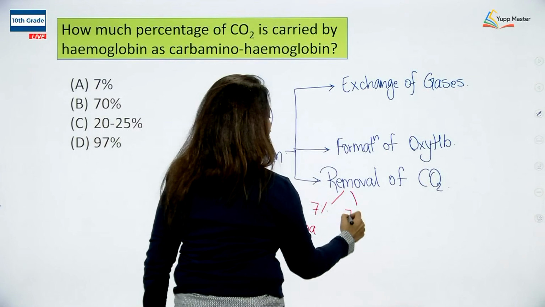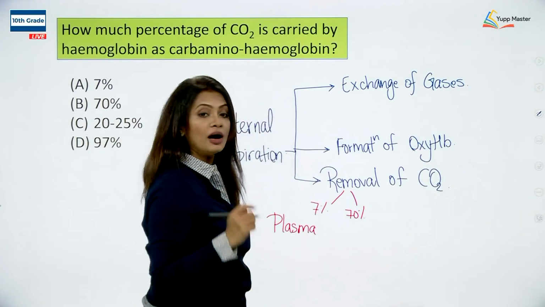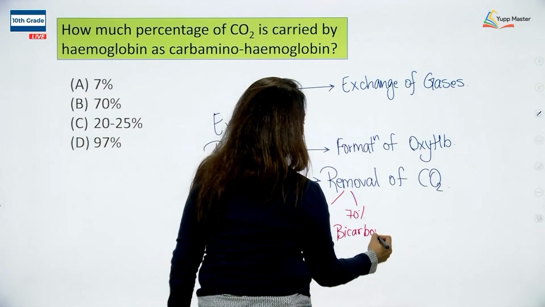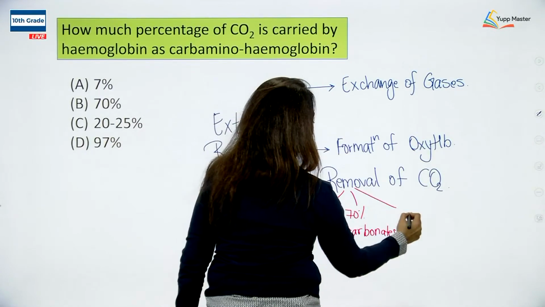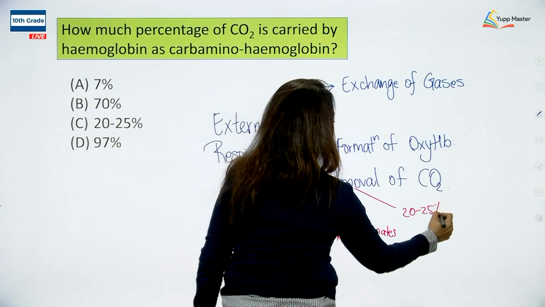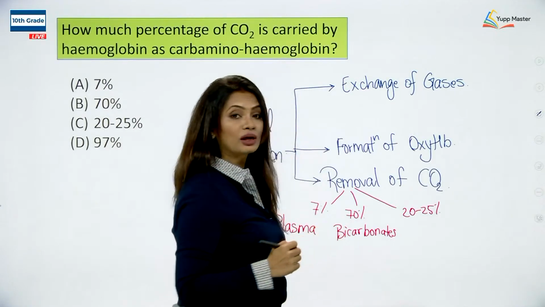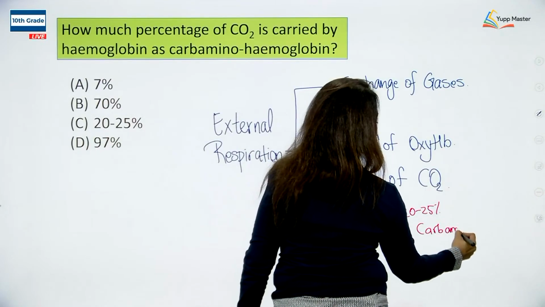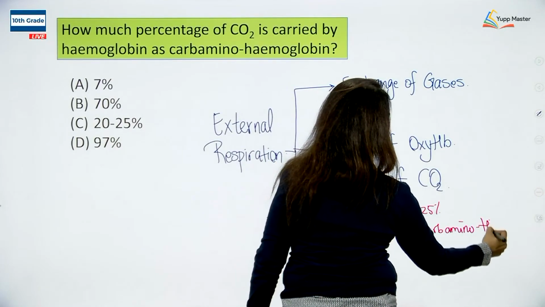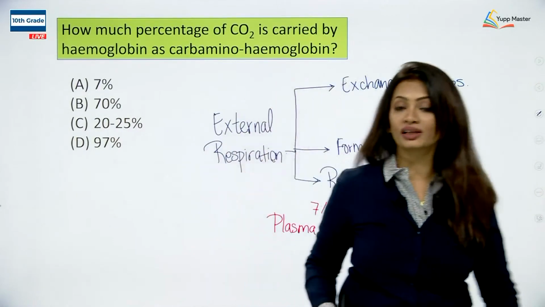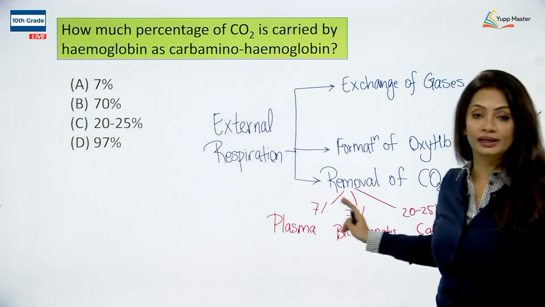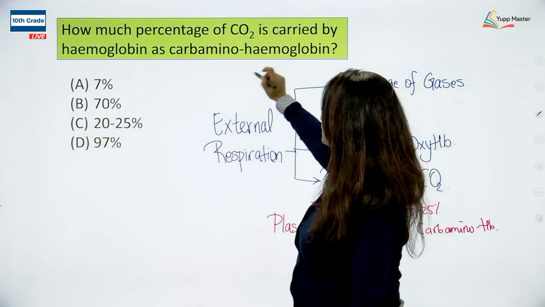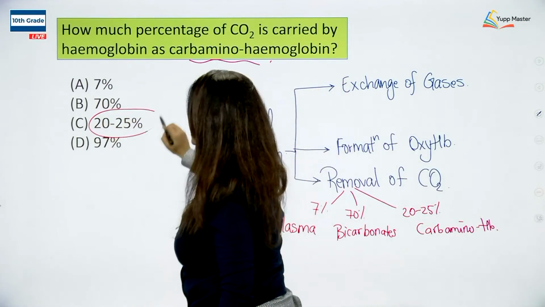Then 70%. Do you remember this? It was in the form of bicarbonates, maximum in the form of bicarbonates. And the last one, 20 to 25%, in the form of when the hemoglobin combines with that carbon dioxide to form carbamino-haemoglobin. So these are the three ways that we had learned for removing carbon dioxide from the blood and taking it all the way to the lungs. So over here how much is carried as carbamino-haemoglobin? Wouldn't it be 20 to 25%?